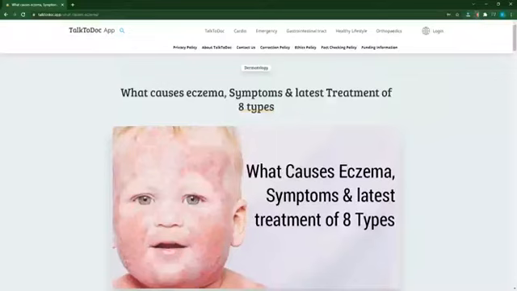Discoloration of the ankles or what causes eczema? Symptoms and latest treatment of 8 types. What causes eczema? Are dermatitis and eczema the same? Before this, we will study what eczema is.